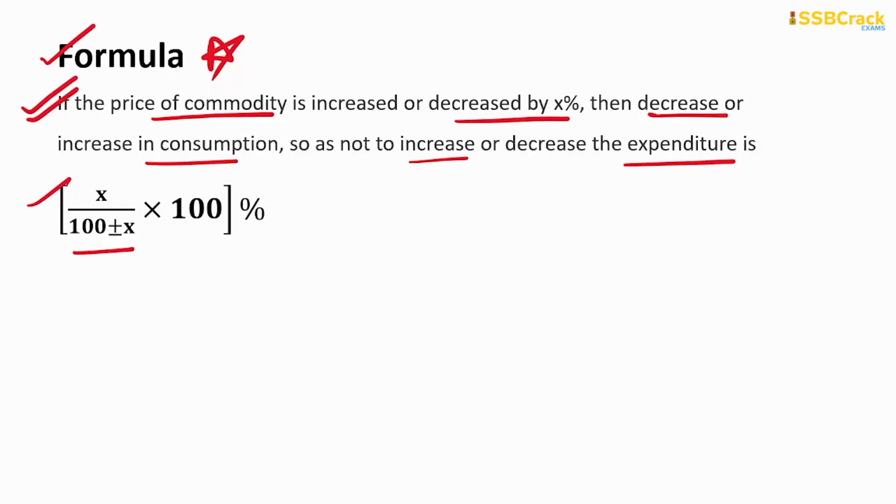Okay, so if you remember the formula, here we are given that the price of a commodity is increased by x%, and we need to find the decrease in the consumption. So whenever the price is increased, we will use the formula x divided by 100 plus x into 100%. And in the case of a decrease in the price of a commodity, the consumption will automatically increase, and in the case of an increase in the consumption, we will take the negative sign here. Okay, so let's take an example based upon this formula.